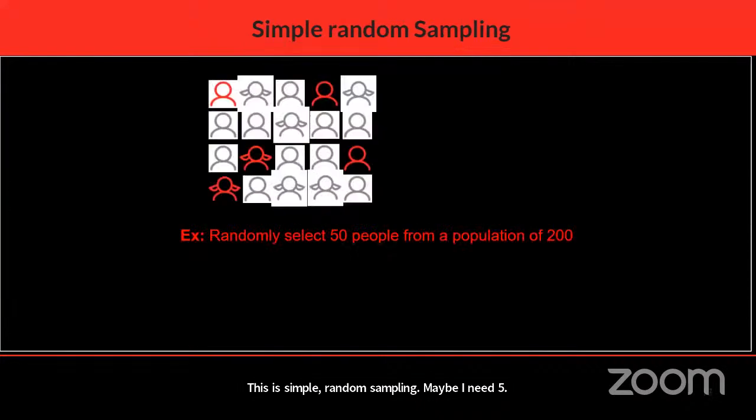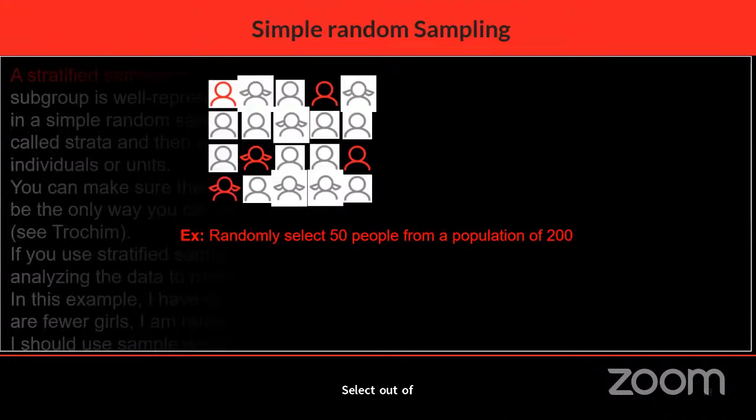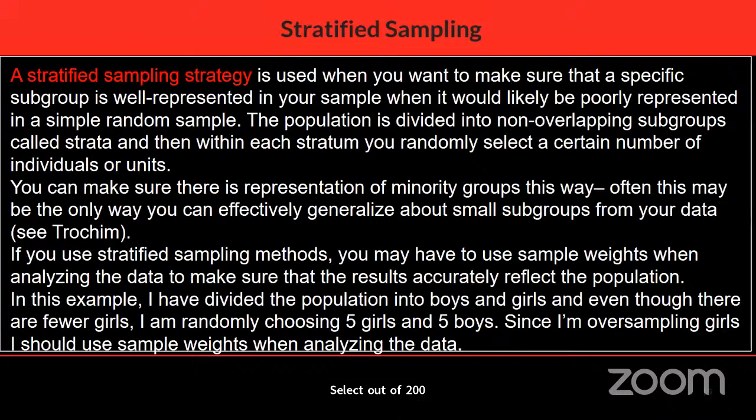Like from this example, you just choose randomly, selecting out of 200 learners. A stratified sample is used when you want to make sure that a specific subgroup is well represented. Like maybe there is a minority group, you want them to be well represented. You get them, then you put them into the main sample. Okay, you can make sure there is representation of minority groups this way. Often this may be the only way you can effectively generalize about small subgroups from your data. If you use stratified sampling methods, you may have to use sample weights when analyzing the data.